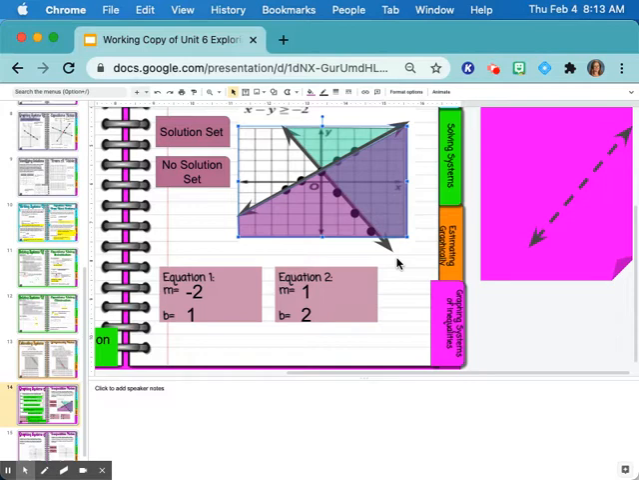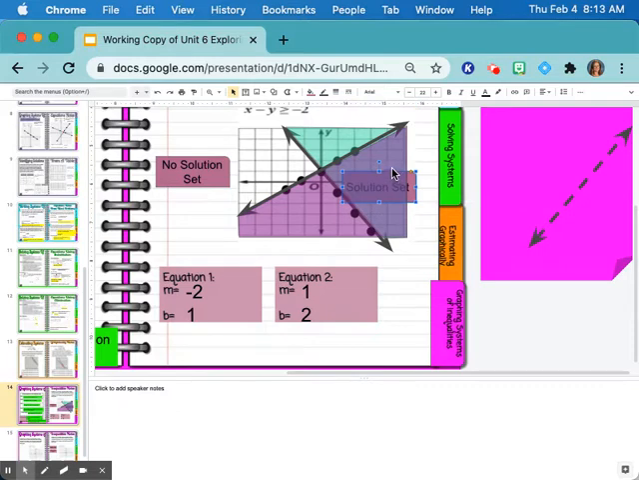And what I like about doing it on the computer is whenever you shade it, you see that the mix of the two colors, this kind of teal color and this pink color, mixed together to make the purple. So that's our solution set. So we're going to drag this over to there, and that's our solution set.